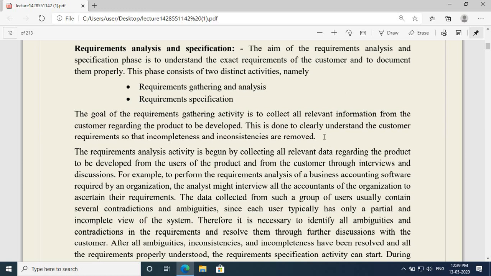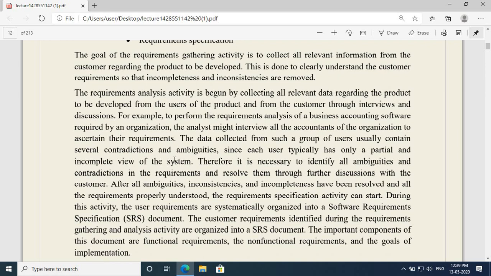The requirement analysis activity is begun by collecting all relevant data regarding the product to be developed from the users of the product and from the customer through interviews and discussion. How can they collect the relevant information? By interviews and discussion. By discussing different aspects of the software, they can gather the information.